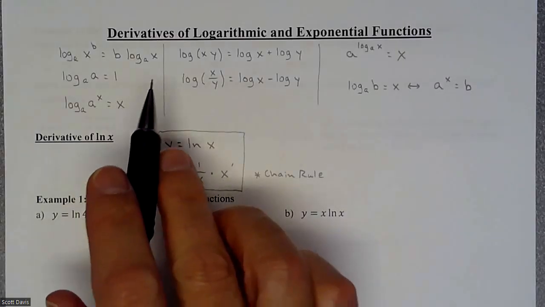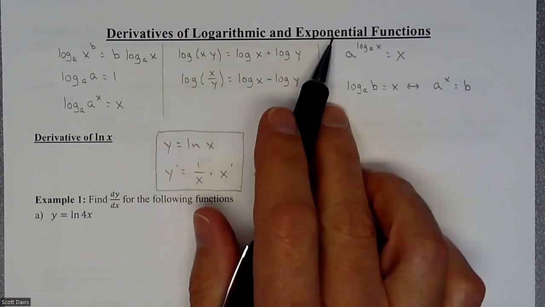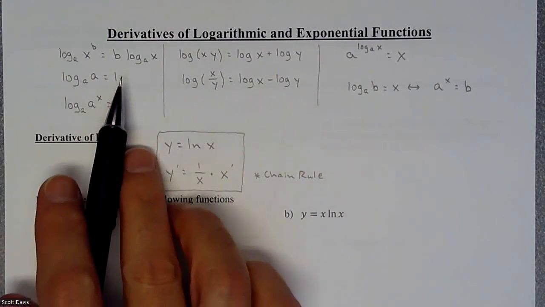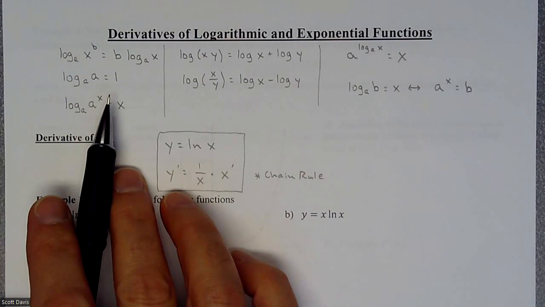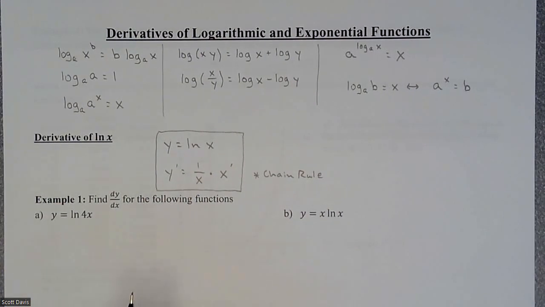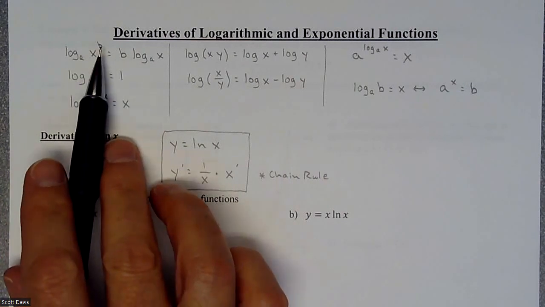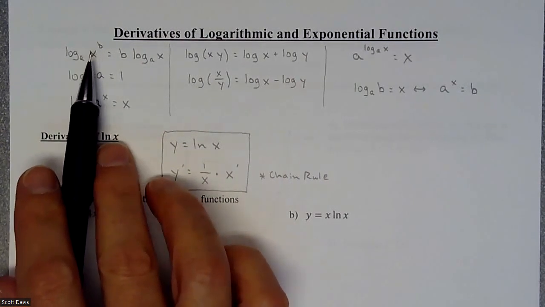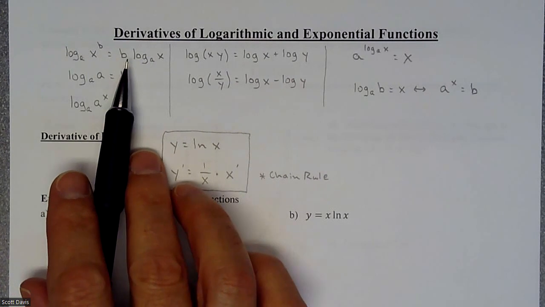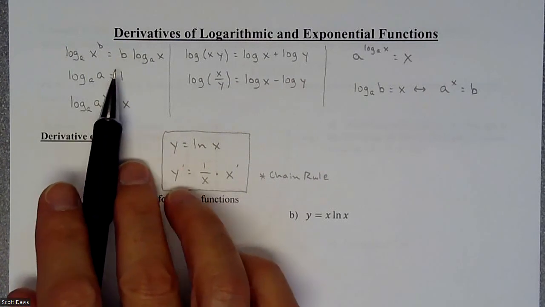In this lesson, we're going to start talking about derivatives of logs and exponentials. So a quick refresher on some properties that we may need in order to do some of the derivatives of logs. The big thing about logs is logs don't keep exponents. So if you ever have a log where the value has an exponent attached to it, you can pull it in front and multiply it to the log.